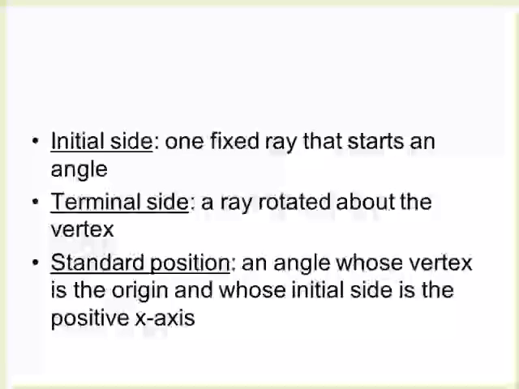When we graph in what's called standard position, which is how we are always going to graph or draw our angles, the initial side is going to be our positive x-axis, so straight out to the right, and the origin will be the vertex of our angle.